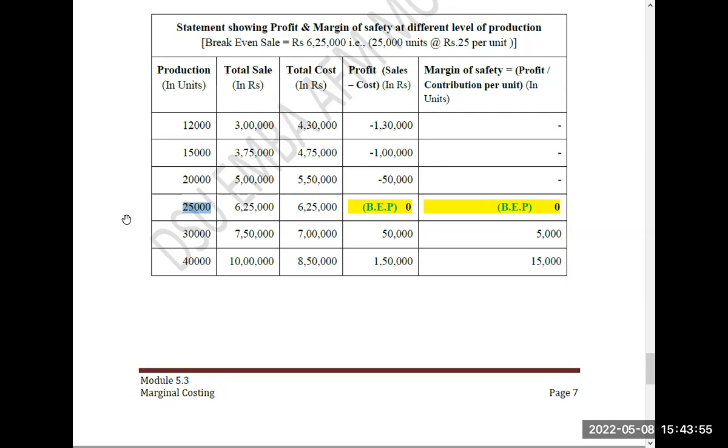Cost increase. What is the cost increase here? 33% increase in the volume of production. What is the cost increase? What is the percentage of cost increase? Percentage of cost. From 700 to 850. So 150 divided by 700 into 100. How much?